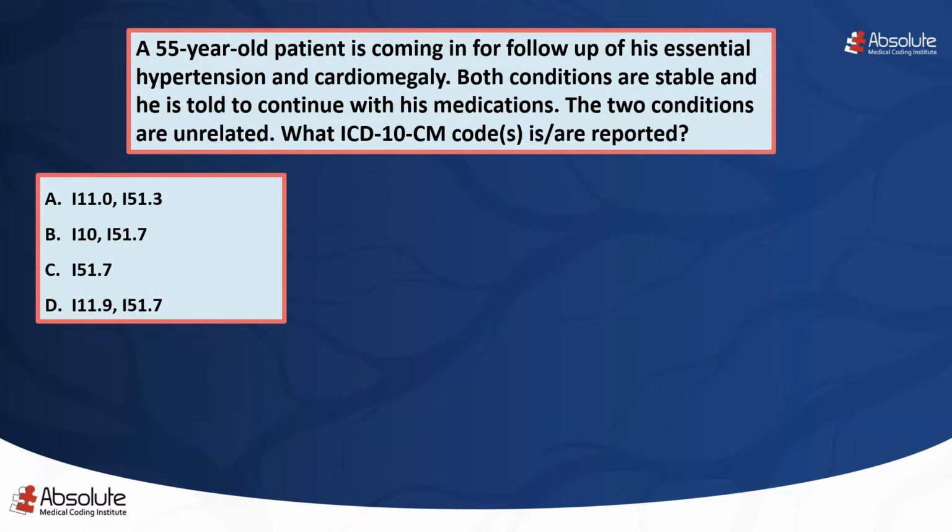Spectacular indeed. All right, next scenario: a 55-year-old patient is coming in for follow-up of his essential hypertension and cardiomegaly. Both conditions are stable and he is told to continue with his medications. The two conditions are unrelated. What ICD-10-CM codes are reported? Is it A, I11.0, I51.3; B, I10, I51.7; C, I51.7; or D, I11.9, I51.7? I'll give you guys about a minute and a half.